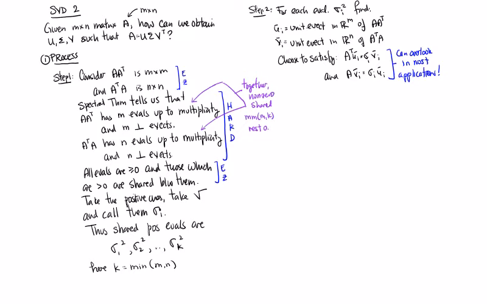So then step 3 is we construct our matrices as follows. We let the diagonal entries in sigma be the sigma i. These are usually, let's be clear, in non-increasing order.